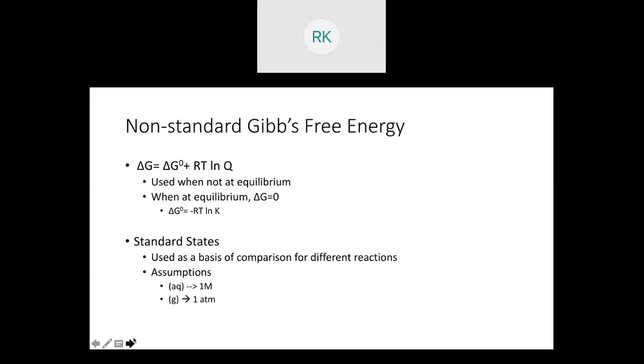Okay, non-standard Gibbs free energy, right? Standard Gibbs free energy is when we have that little circle above it, so delta G naught is how we say it. And this first equation kind of compares the two. I would call non-standard Gibbs free energy delta G, with standard Gibbs free energy being delta G naught.